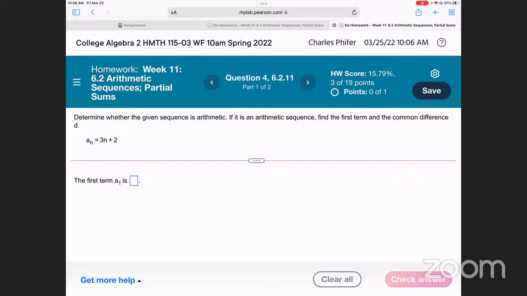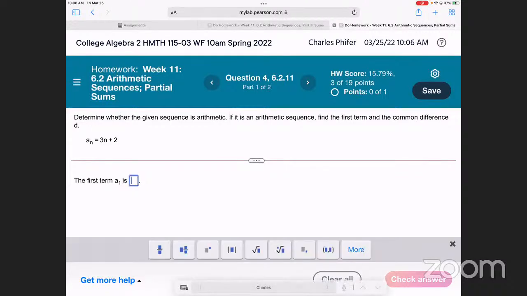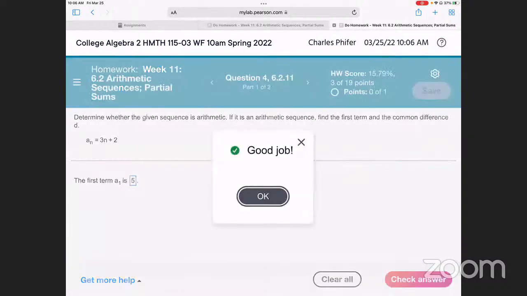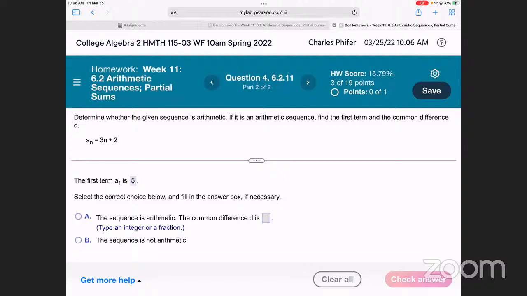It looks like it is. Oh, okay, here. So it says the first term, A1, when n is 1, the output is 5, all right? And we should write this out. I was trying to do it in my head. It looks like we're adding 3 each time.